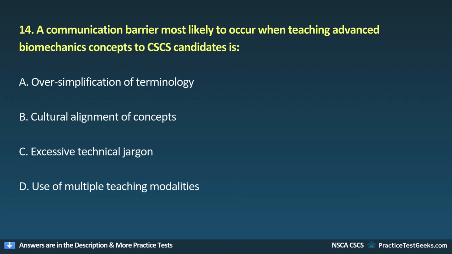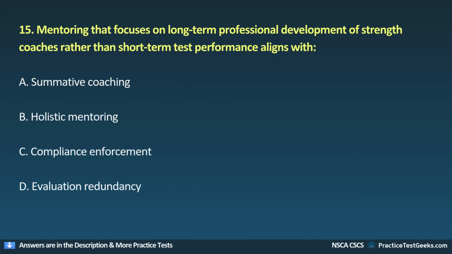14. A communication barrier most likely to occur when teaching advanced biomechanics concepts to CSCS candidates is A. Oversimplification of terminology. B. Cultural alignment of concepts. C. Excessive technical jargon. D. Use of multiple teaching modalities.